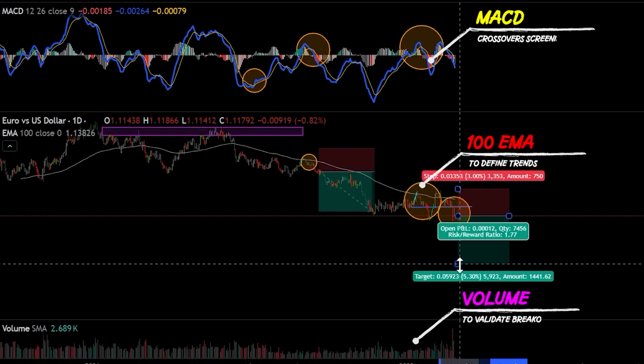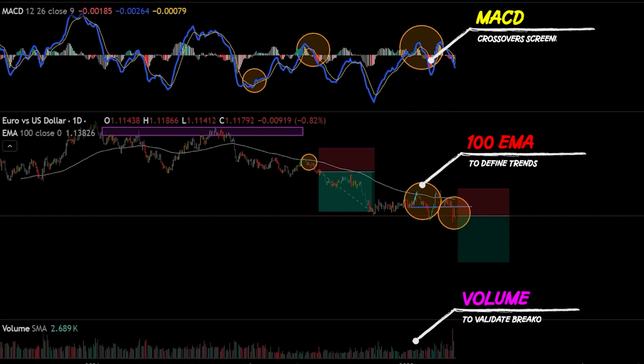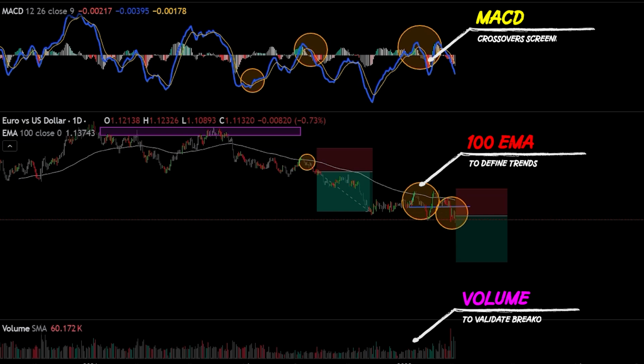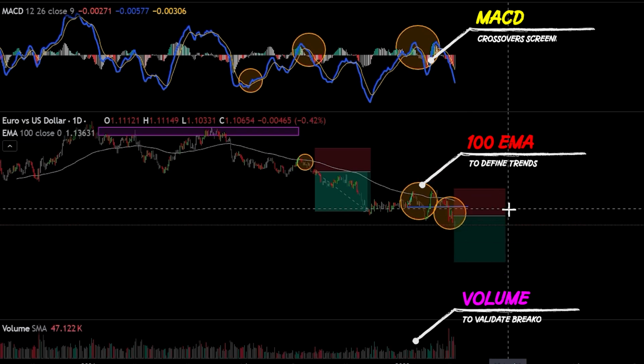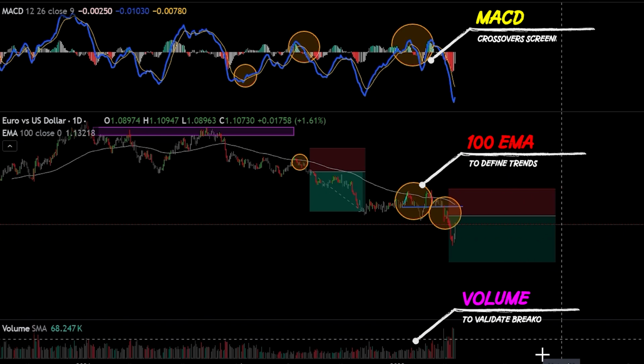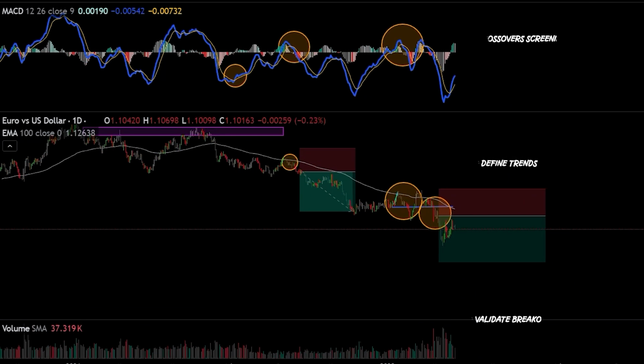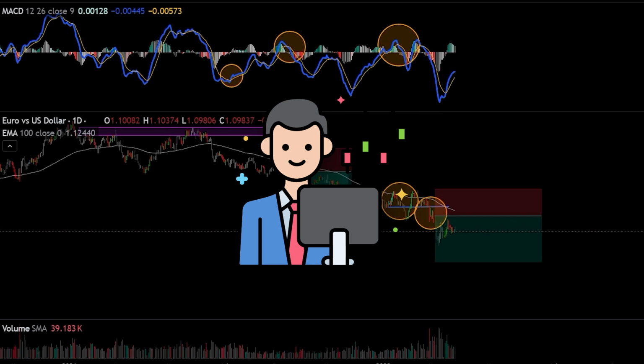Then we will start by analyzing the price action and price patterns. And by analyzing price action and price patterns, we will find areas of reversal. We will look for volume, we will look for fundamental news if possible, and then we can buy or sell. So in this video, we will master using MACD indicator.